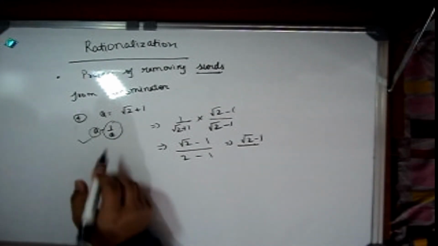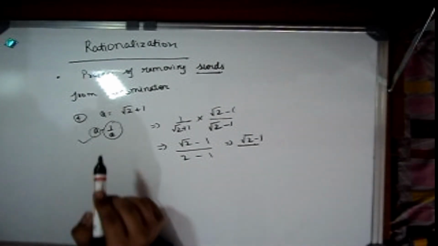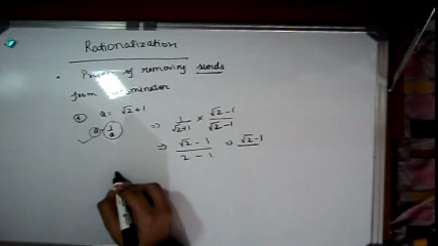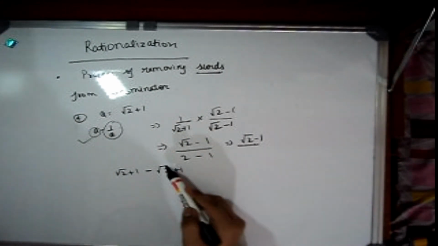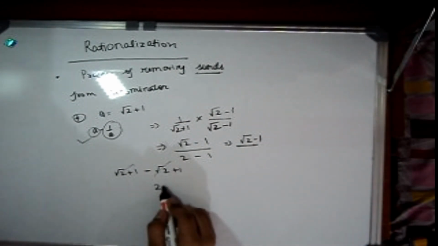So the value of a is root 2 plus 1 and the value of 1 by a is root 2 minus 1. So just root 2 plus 1 minus root 2 plus 1. These cancel, so 2 will be the answer.